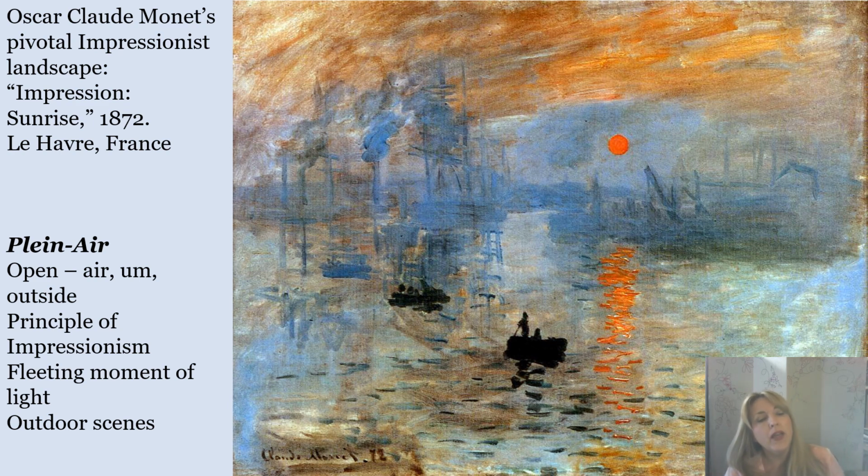So the principle of a fleeting moment of light and outdoor scenes are the interest of the Impressionists. After this point, you really start to see Impressionism build. Impressionism roughly runs from the 1860s into the 1910s and 1920s. It's there a long time because the American Impressionists start as well. It was very popular. Do people still paint in an impressionistic style? Sometimes, definitely.